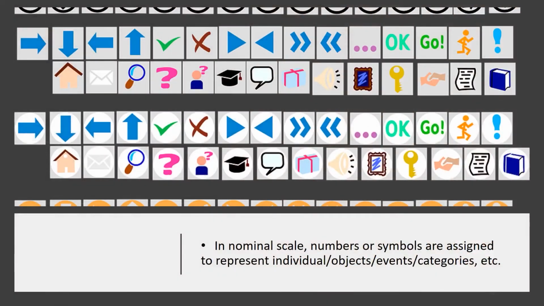Then further, in nominal scale, numbers or symbols are assigned to represent individuals or objects or events or categories. So we can define certain categories and understand certain events. Then certain objects that we use, it may be at our home, it may be in our educational institutions, and we can also assign certain numbers or symbols for the individual. It may be an enrollment number, it may be a serial number also.